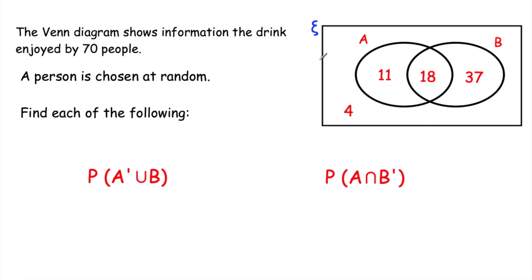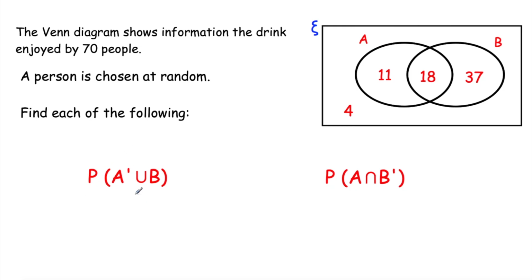Okay, so we've got the same Venn diagram and information, and there's two more parts I would like you to find. Can you find the probability of the complement of A union B? And can you also find the probability of A intersect the complement of B? So do this now.